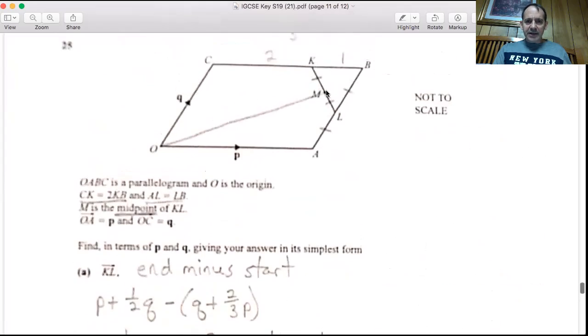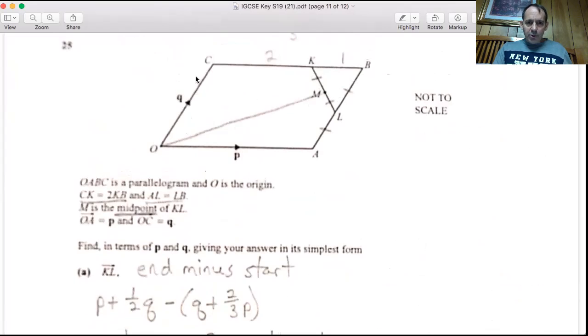So position vector means M from the origin. You can draw that in. Don't be afraid to draw lines in your diagram. So the origin to M. We can either go this way or we can go this way. We need to figure out how to get from O to M, and we can go this way or this way. And when we simplify it, it will give us OM.